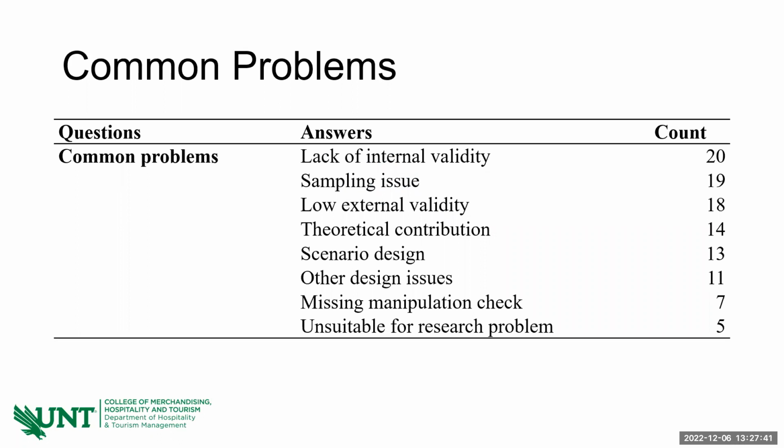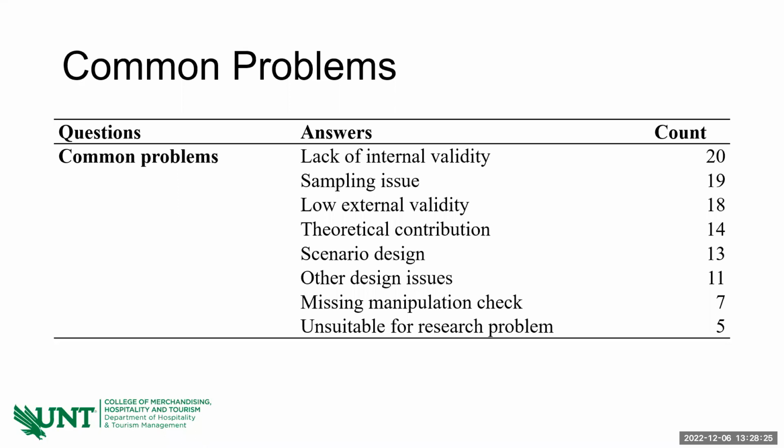They mentioned some of the common problems they witnessed in the papers they reviewed with experimental design. The highest one is lack of internal validity. That means you do not control your variables, or you do not test the confounding variable very well. So you cannot confidently say that X causes Y, because there is a list of confounding variables over there.